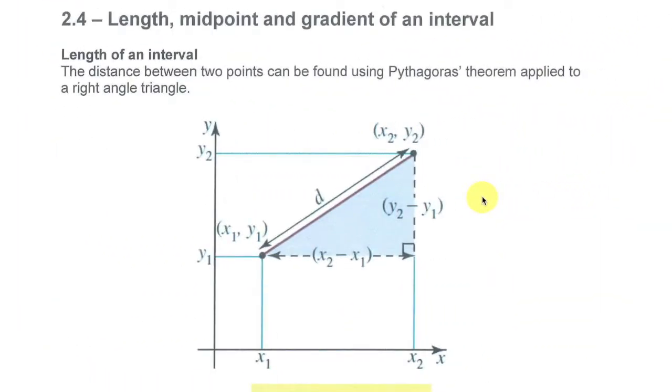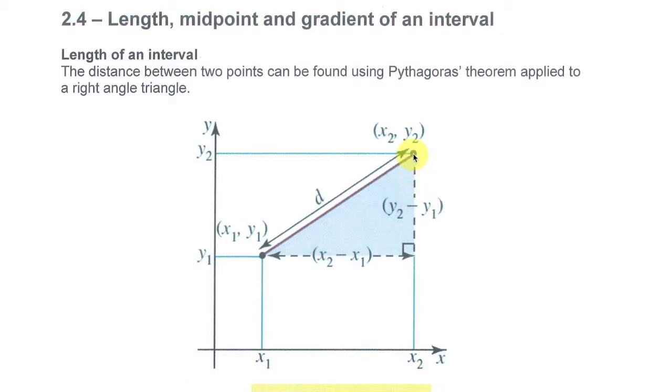To look at the length, midpoint, and gradient of an interval. So with an interval, here we've got the Cartesian plane. We've got a position on the left, x1, y1, a position on the right, x2, y2. If we're looking at this distance here, we can use Pythagoras' theorem. So we've got a squared plus b squared equals c squared. That's the basis of it, of course.